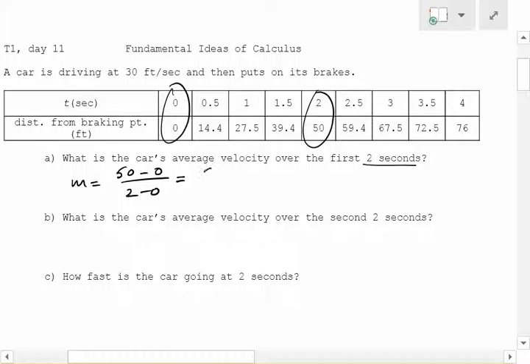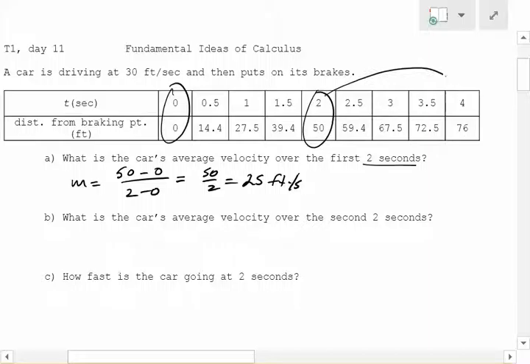So what do we get here? 50 over 2, which is 25, and it's going to be feet per second. So that's the car's average velocity. And that should make sense because how fast is the car going at the beginning, at time equals 0? 30. So if it's slowing down, should we get a number less than 30? Yes, we should.